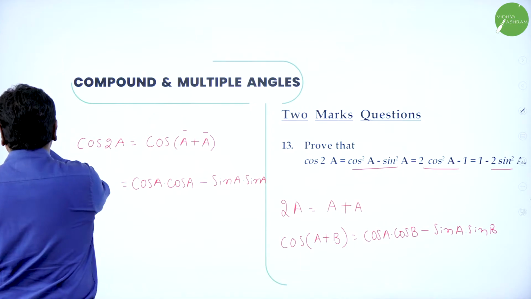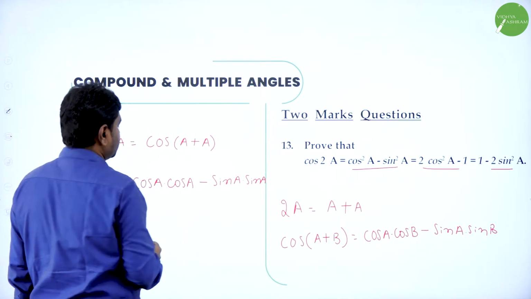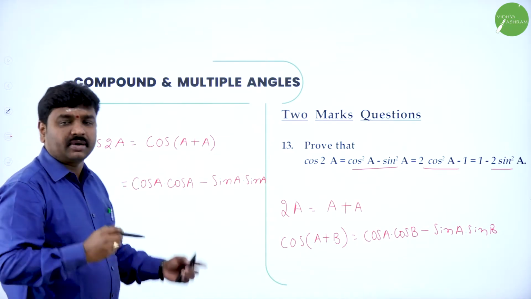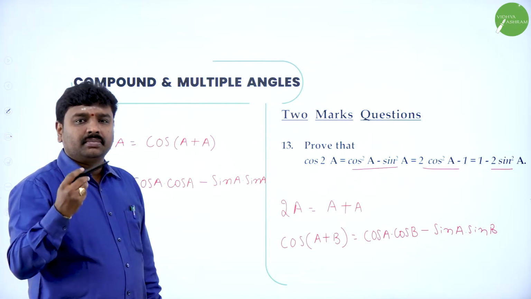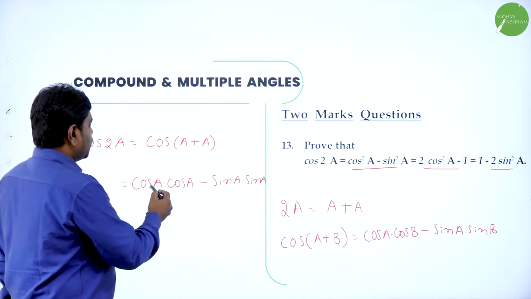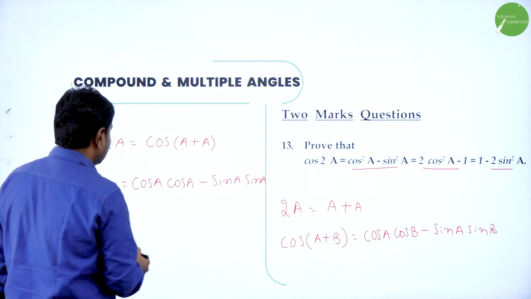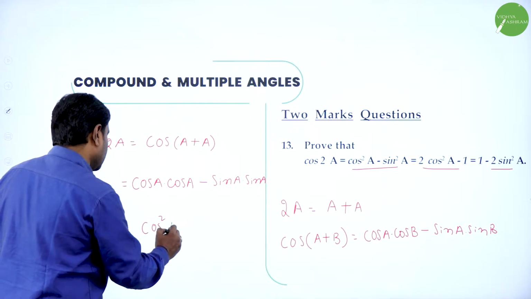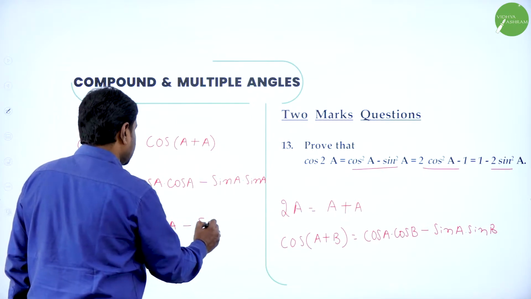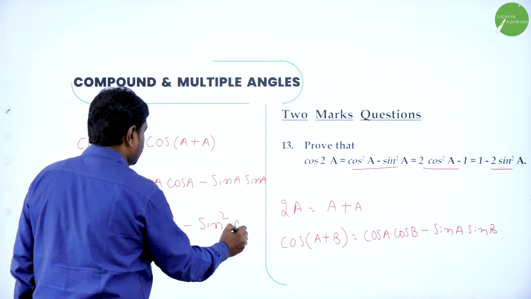We can write cos of 2a as cos of a plus a. Now it is in the form of cos of a plus b. What is cos of a plus b? Cos a cos b minus sin a sin b. Here it is cos a cos a minus sin a sin a. What is cos a into cos a? Cos square a, minus sin a into sin a, sin square a.